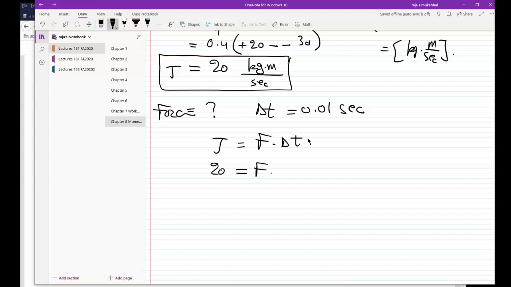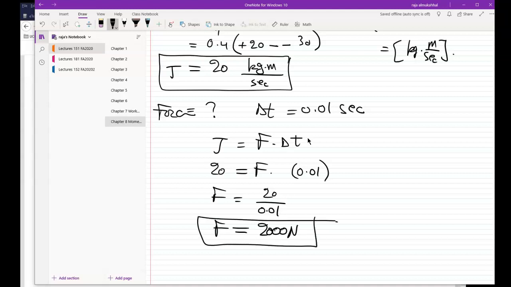So that's going to be 20 equals F times 0.01. As you can see, the force is very, very large. So divided by 0.01, answer 2,000 Newton. And there we go. Got it? Okay, good.